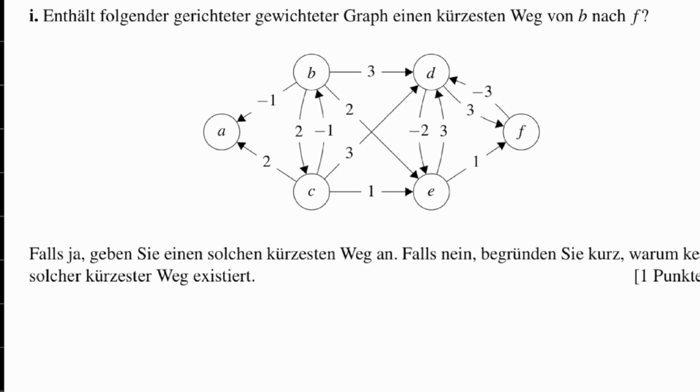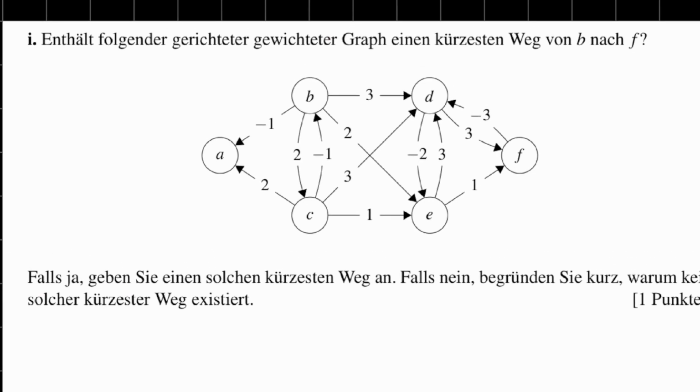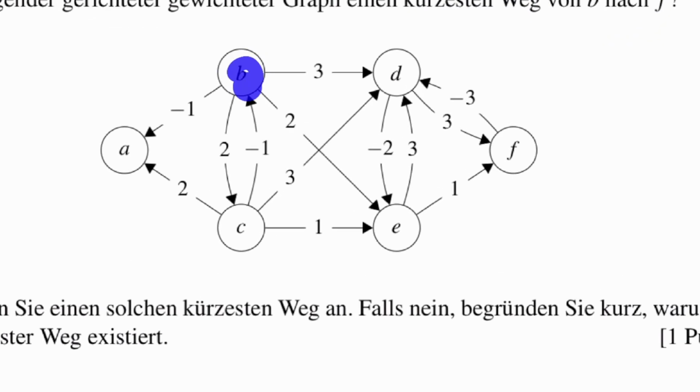So let's just see. We have this graph, and they're telling us we have a weighted directed graph. And we want to find the shortest way from B to F, right? So we want to go from this node to this node. So what we're gonna do first is find all the ways we can take from B.